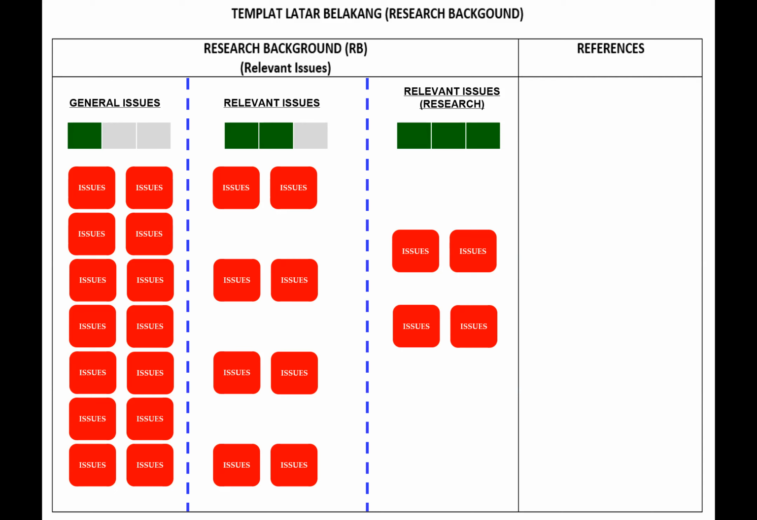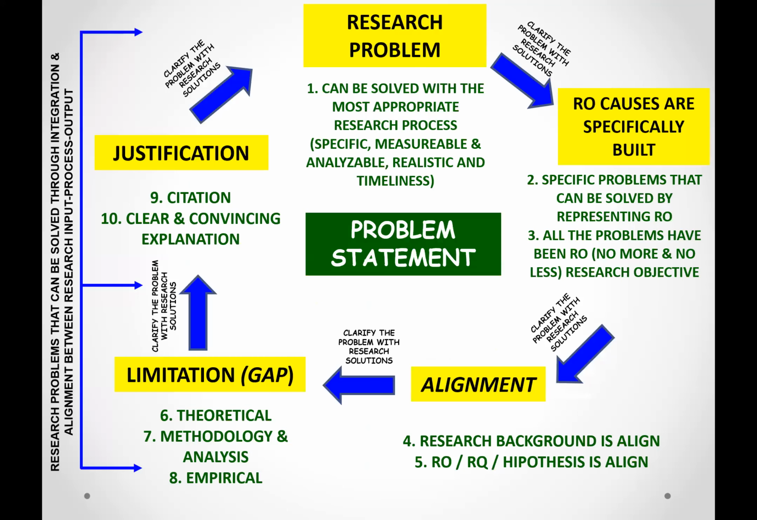So what do you think are the issues most suitable for the research agenda? Okay. Now we go to the problem statement. After we have covered the research background, now we're looking at the problem statement. In simple words, the problem is actually, you can refer in the corner, the research problem that can be solved. The research problem statement can be solved through integration and alignment between research input, process, and output.